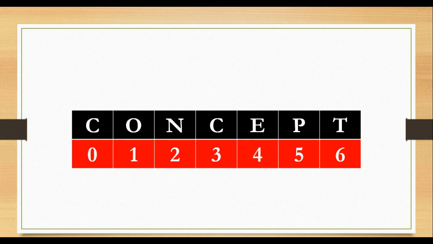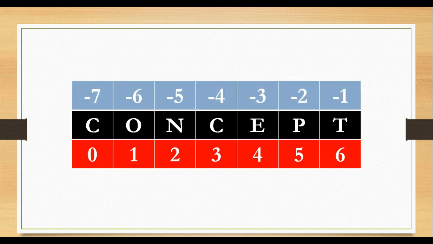We can also perform indexing like this. We can use negative numbers. And when we use negative numbers for indexing, it will start from right to left. That means for T, index will be -1. For P, index is -2. For E, index is -3. For C, index is -4. For N, index is -5. And for O, index is -6. For C, index is -7. So by using this indexing, we can perform slicing.